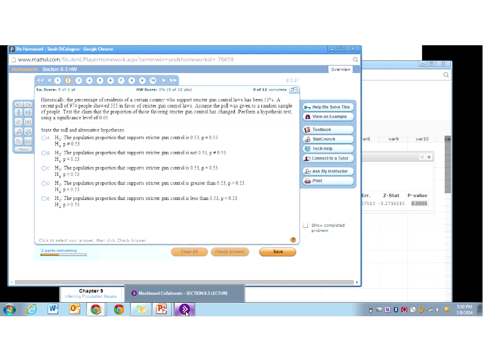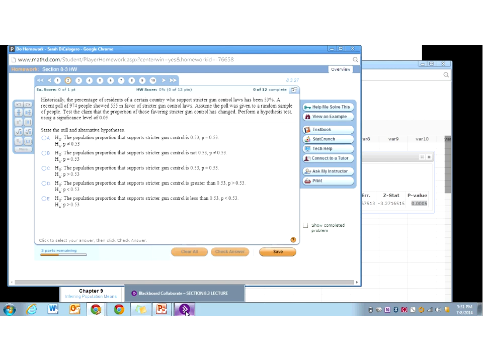So what is accepted is 0.53. So H0, the population proportion that supports stricter gun control, is 0.53. Remember, H0 is a statement of equality. So right here, we can get rid of B because they have a not equal to in the H0. We can get rid of D because they have a greater than in the H0, and we can get rid of E because they have a less than in the H0.